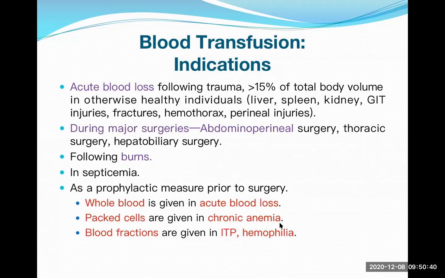Now, why in chronic anemia do you not give whole blood? Who can answer this? Why? Anyone? Yes, go on, please. Anemia is related only to the anemic patient. Red blood cells are going to be destroyed. So we are going to give the packed cells that contain red blood cells. Okay, Irfan. Yes, you can continue now.